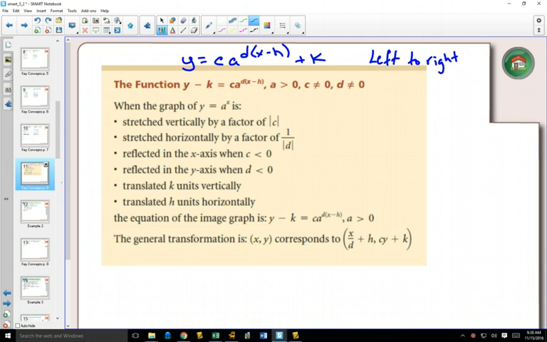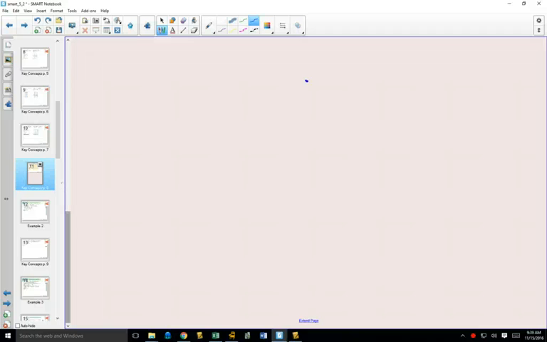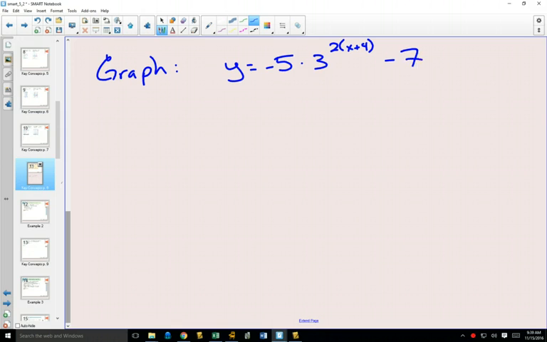We're going to add the following example. We're going to graph y equals negative 5 times 3 to the 2x plus 4 minus 7. Now, what makes graphing exponentials a little bit harder than graphing a square root function or an x cubed function is it's a little bit harder to recognize them.